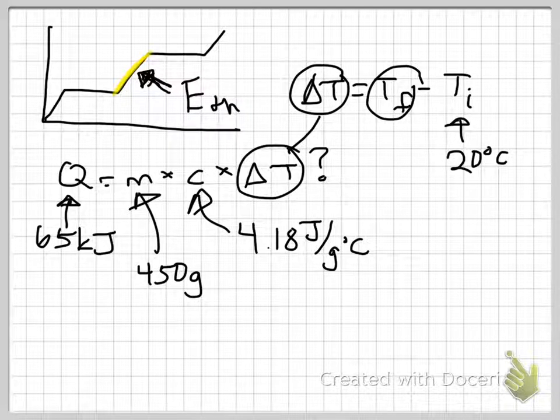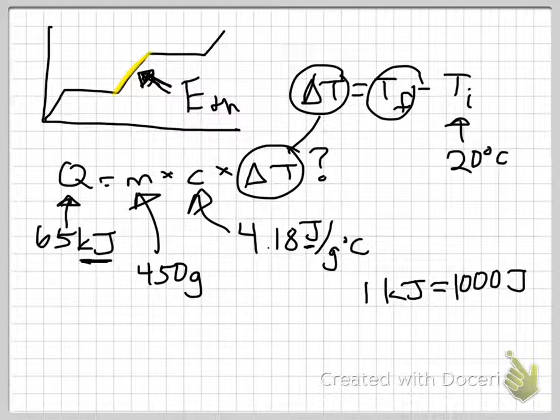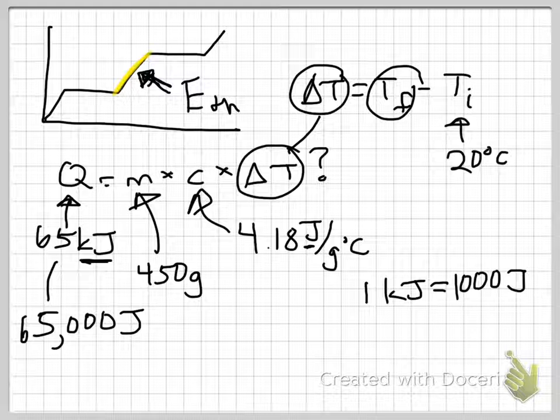So I have my Q, I have my M, I have my C, but I want you to notice this is kilojoules and this is joules. So again, 1 kilojoule is equal to 1,000 joules. So this would become 65,000 joules. Okay, and I want you to try and solve for the change in temperature first. Okay, so that's algebra. And then solve for the final temperature.